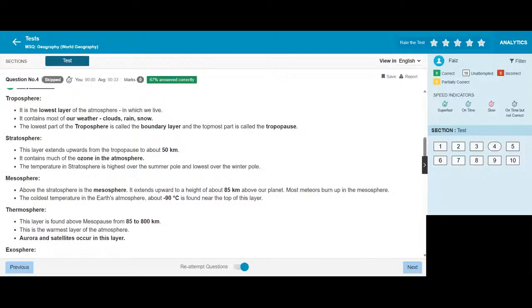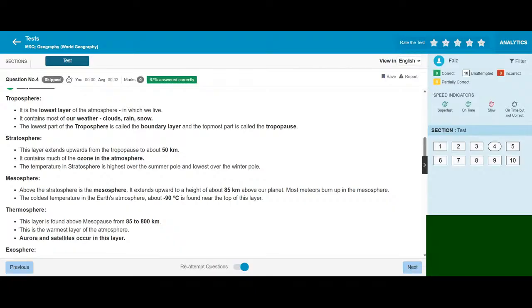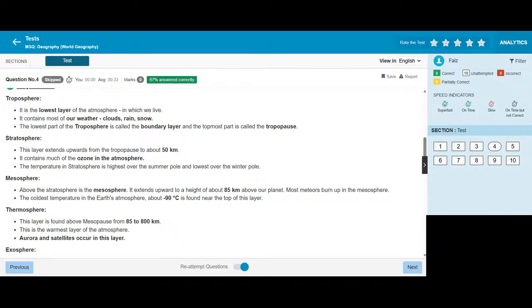Mesosphere. Above the stratosphere is the mesosphere. It extends upward to about 50 kilometers above our planet. Meteors burn up in the mesosphere. The coldest temperature in Earth's atmosphere, about minus 90 degrees Celsius, is found near the top of this layer.